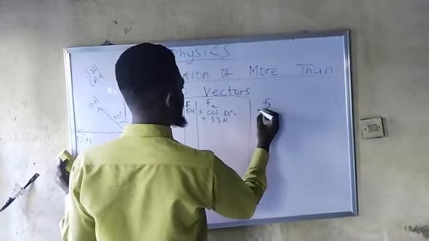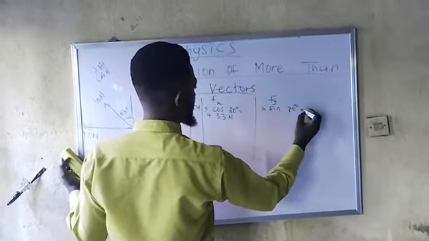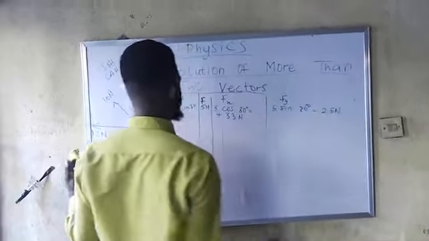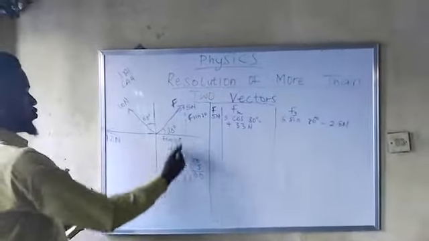And for the F, we are going to be having 5 sine 30, and we all know that sine 30 is 0.5, so that's about 2.5 Newton. Okay, so then look at the next one. This is the first. So we go like this.